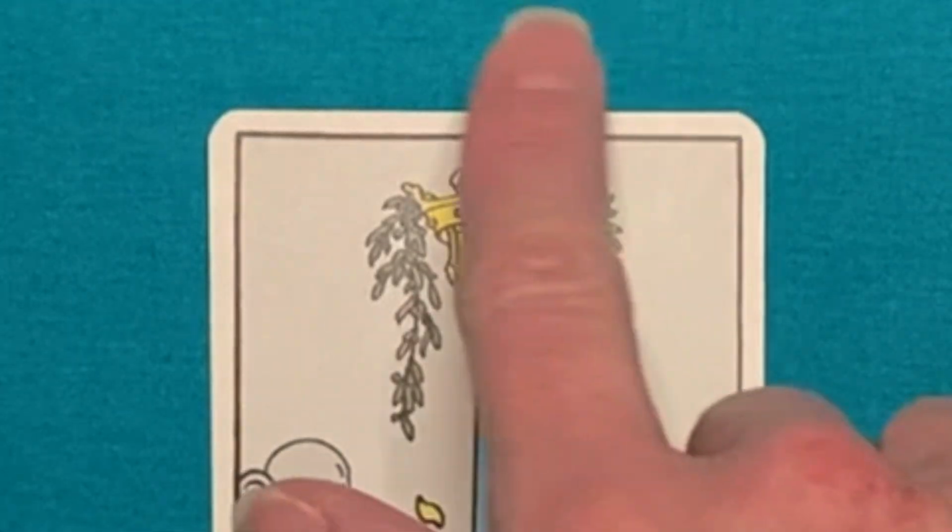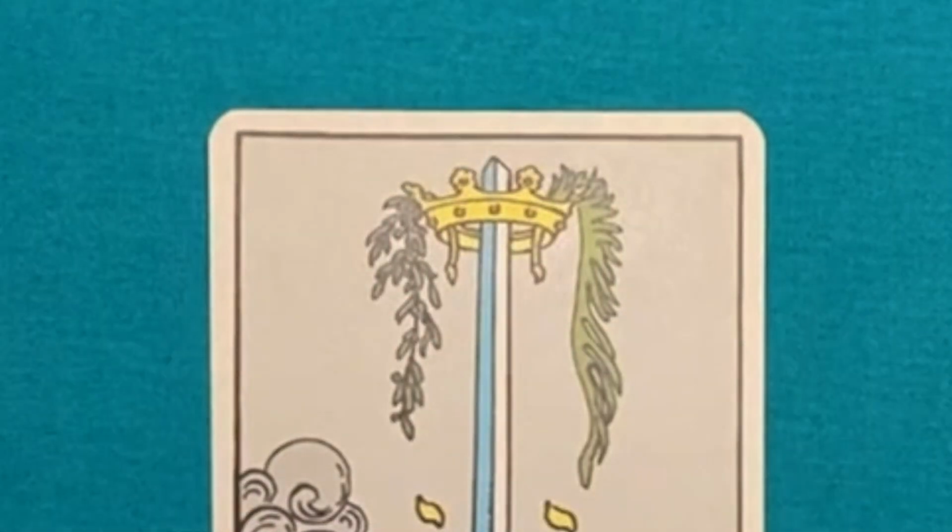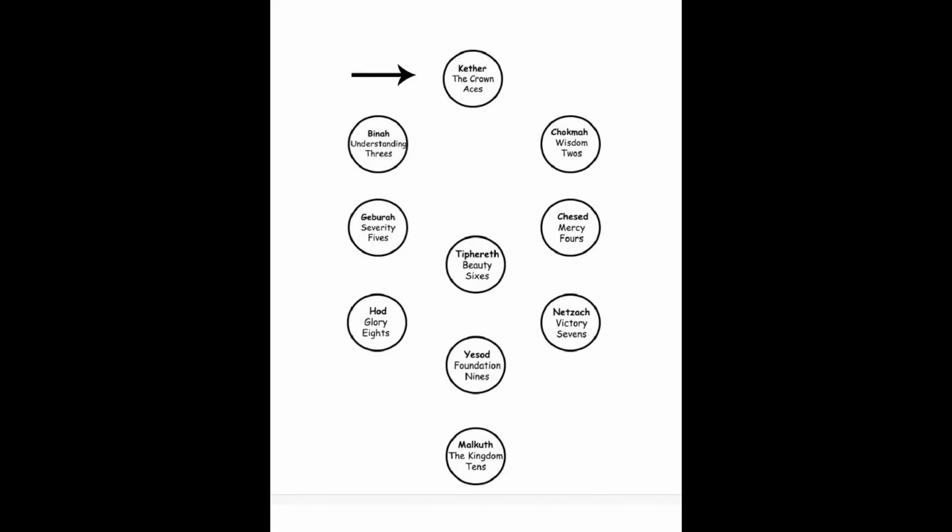It can also suggest courage and determination are required to overcome obstacles. The crown on this card symbolizes power and victory, and it's also a reference to the first Sephirot on the Tree of Life, called Keter, which is associated with all of the aces. Keter actually translates to mean crown.